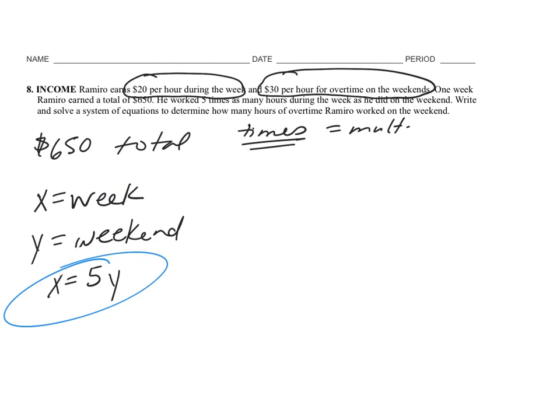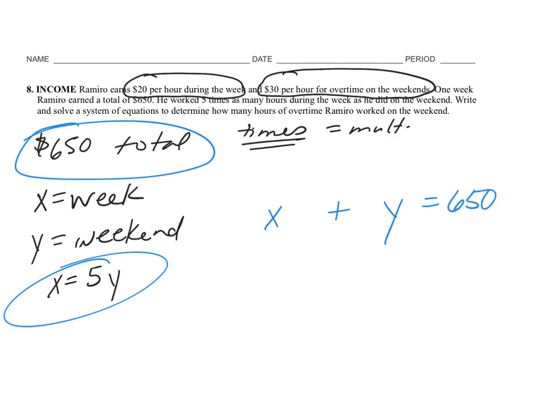5y is one equation. How much total money did I say he made? $650. And he works on the weekend and the week, right? So you're going to add up those 2 amounts, and they equal $650. How much does he get during the week? So that'd be 20 times X for his hours during the week, and then 30 times Y. And then your other equation was X equals 5Y. So how would you like to solve this one?